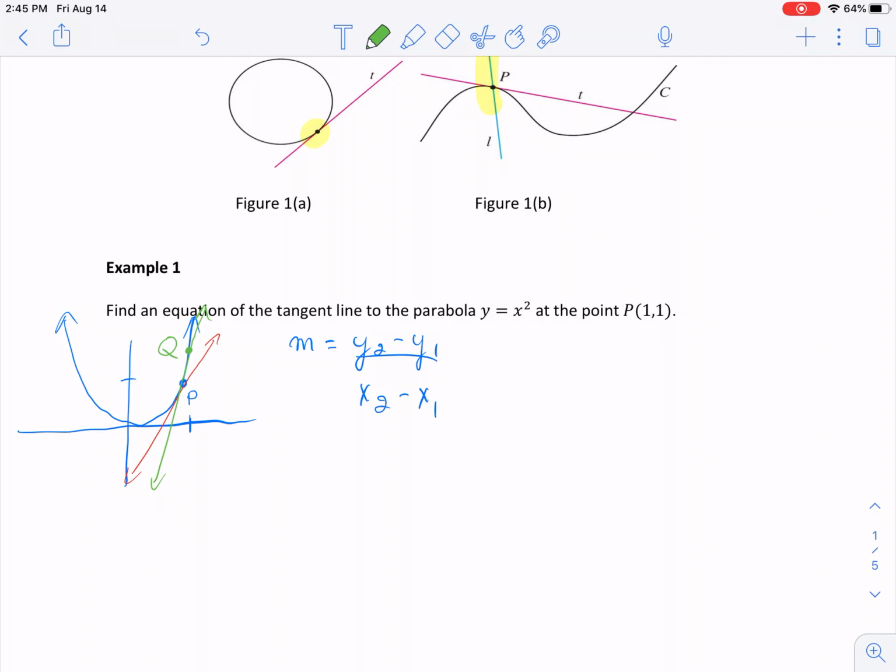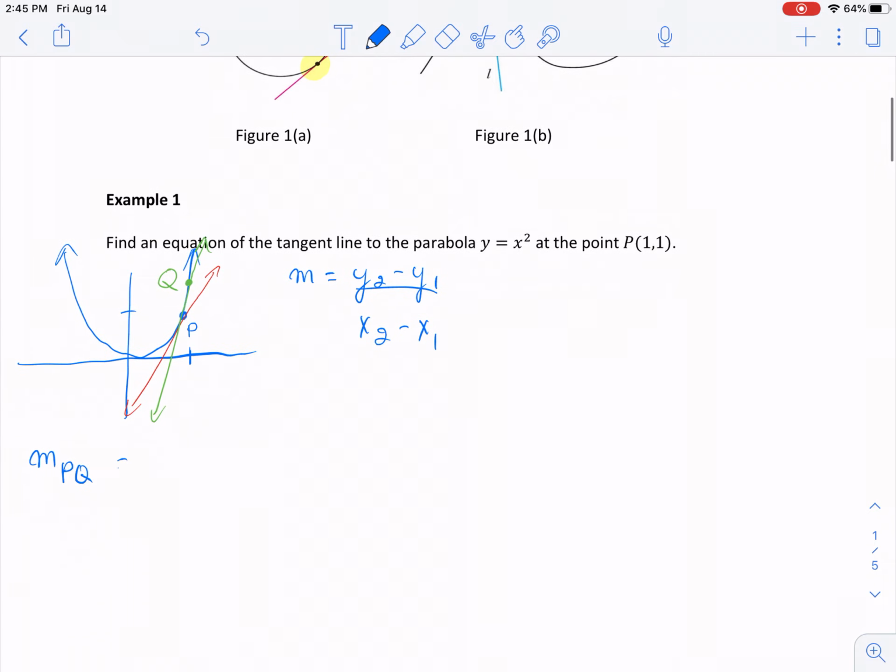Now, we're going to choose a nearby point, which is Q right there, x squared on the parabola, and we want to compute the slope. As you can see, this line cuts the curve more than once. Okay, so first let's take a look at the slope of the secant line. MPQ, the secant line, is going to be x squared minus 1 over x minus 1.